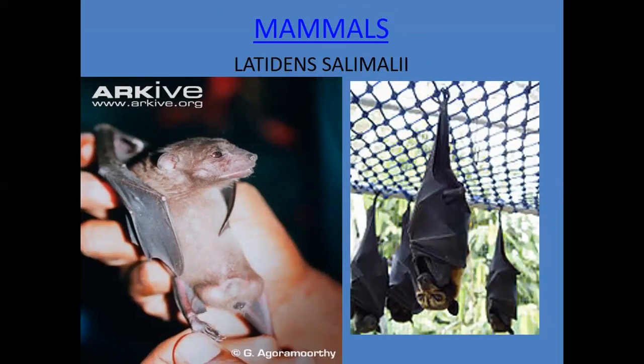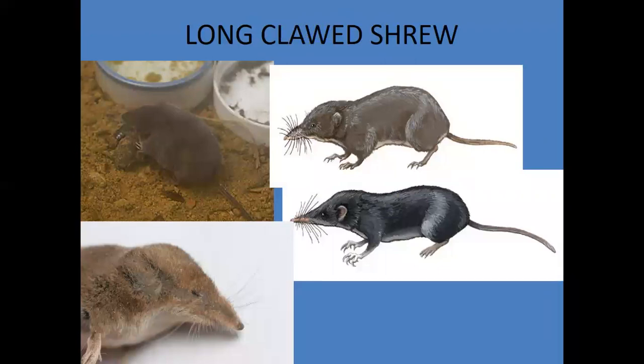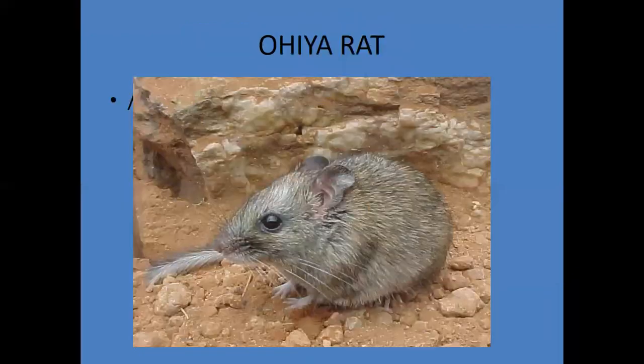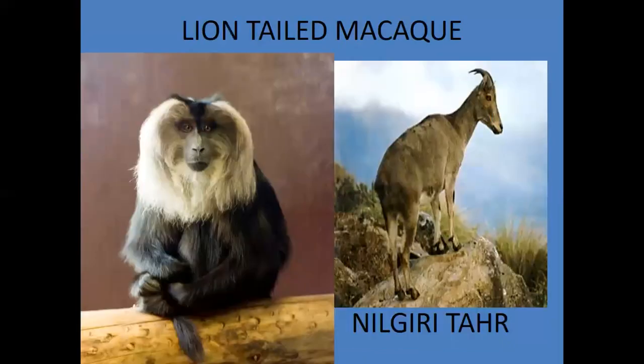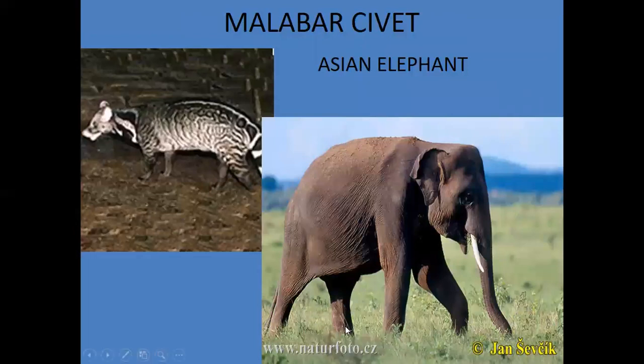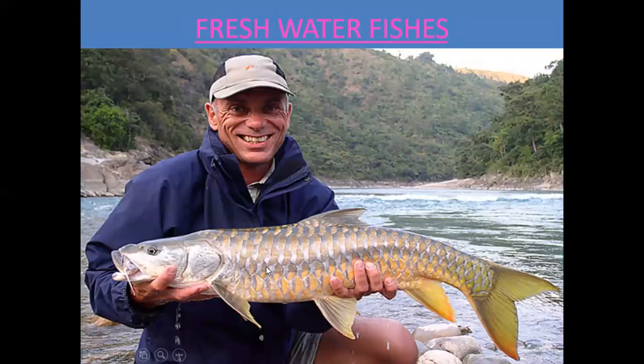Mammals: Latidens salimalii, long-tailed, lion-tailed macaque, Nilgiri tahr, Malabar civet, elephant. Freshwater fishes.